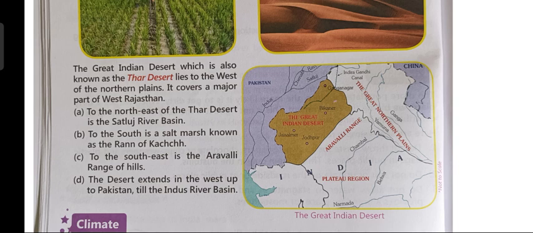And now, what is the Aravli Range? The Aravli Range is a long chain of hills. You can clearly see it in the image which is given in your book. The Aravli Range lies just below the Great Indian Desert, to the southeast of the Thar Desert.